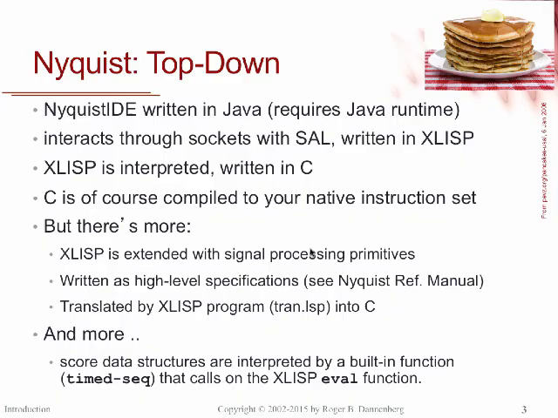XLisp has been extended with signal processing primitives, and there's a little language to help implement or specify the signal processing. This is compiled into C by a special program, in turn written in XLisp. And still more, within Nyquist, we have a score data structure that we'll learn about. And these are like little programs. They're actually interpreted by a built-in program that calls on XLisp to evaluate expressions that are embedded within scores.